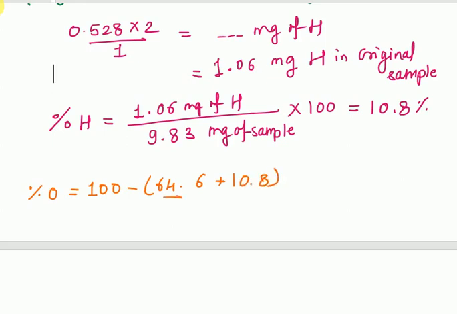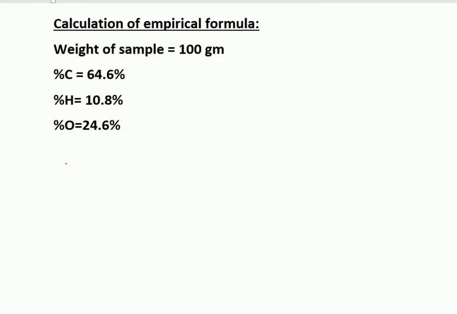The second step to calculate the molecular formula is to calculate the empirical formula first. For the empirical formula, we must know the percentage of elements present in the given organic compound. Previously we have calculated the percentage of carbon, hydrogen and oxygen: carbon is 64.6%, hydrogen is 10.8% and oxygen 24.6%. The sample taken for the analysis is 100 gram, obviously. So these are the percentages.